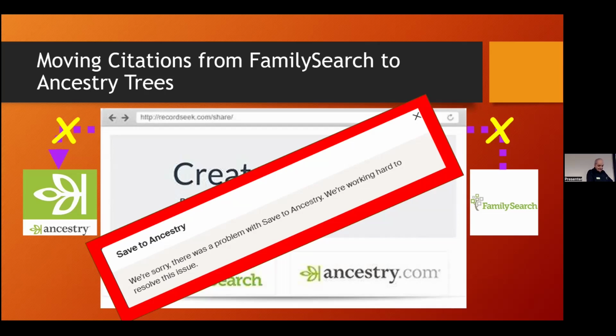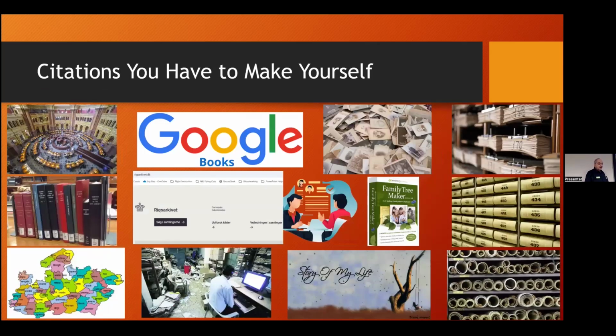Okay, great. All right. Now, you found something not on Ancestry. We want to put it in Family Search. You've got to make your own citations. And this is, by the way, 80% of what's out there. Actually, we say it's 80%, it's closer to 95%.